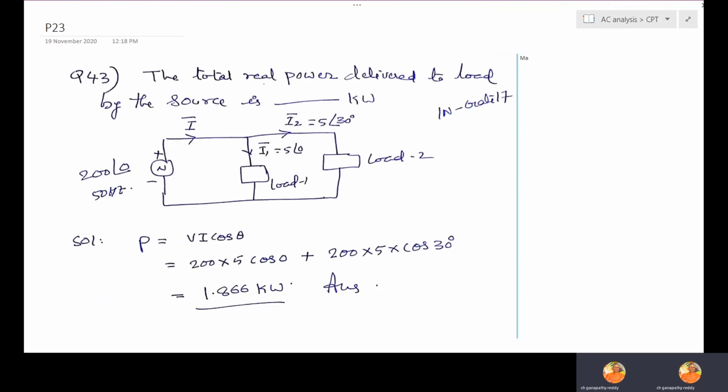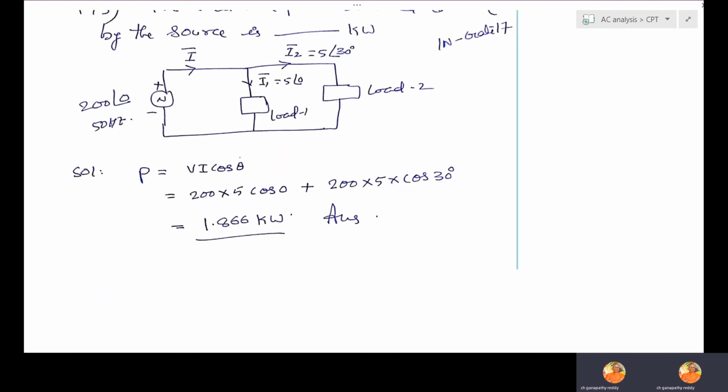The total real power delivered to the load by the source is asked. So there is a load 1 and load 2. For load 1, I1 is given as 5 at angle 0. For load 2, I2 is given as 5 at angle 30. This is the bar. Bar indicates a vector form. I2 bar, I1 bar, I bar. So find the total real power delivered to the load by the source.